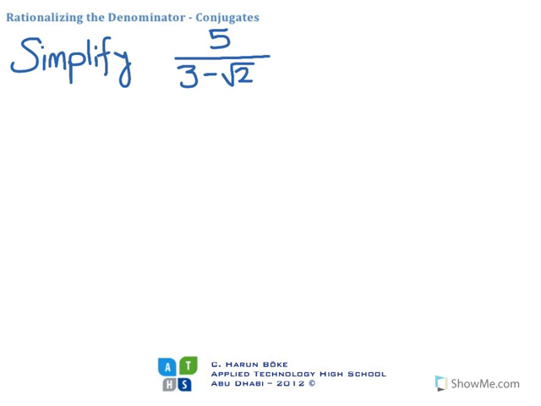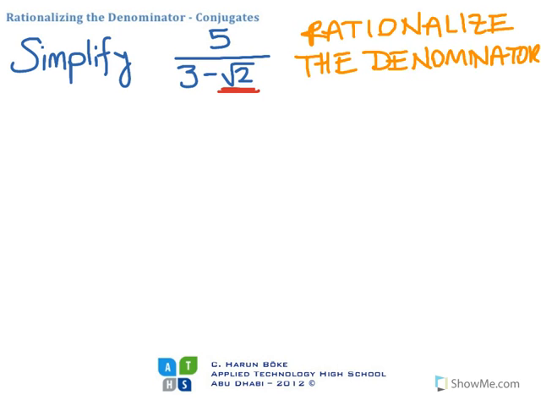Now here we have a square root expression in the denominator, which is not allowed. We have to get rid of this square root expression from the denominator, which means we are going to rationalize the denominator here, meaning we are going to have an integer value instead of this square root expression. Now let's see how.